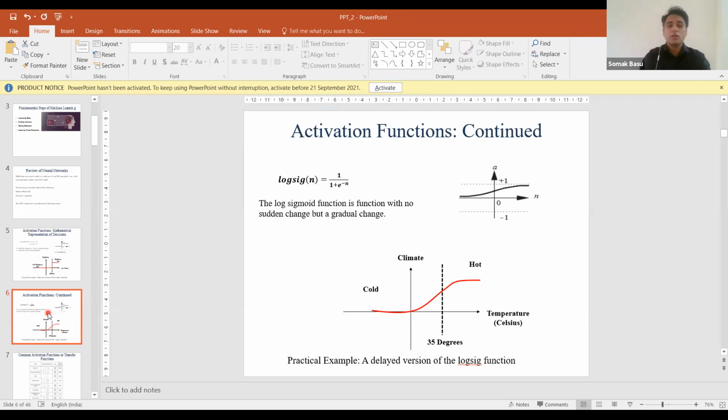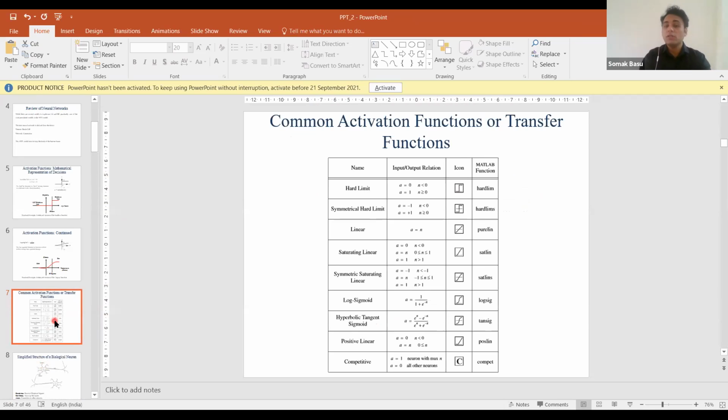So this was a quick recap of activation functions and what they mean. As I had already told you earlier, these are some of the common activation functions. You can have the hard limiting function, the linear function, purelin, the saturating linear, the log sigmoid, or the hyperbolic tangent. These are different activation functions depending upon what kind of decision you want to take.